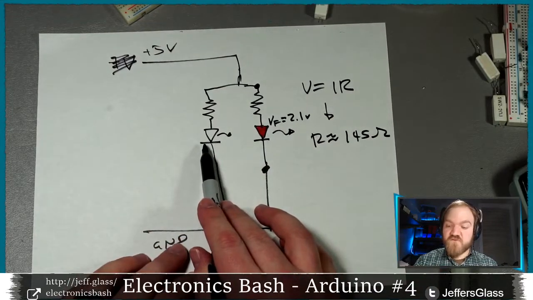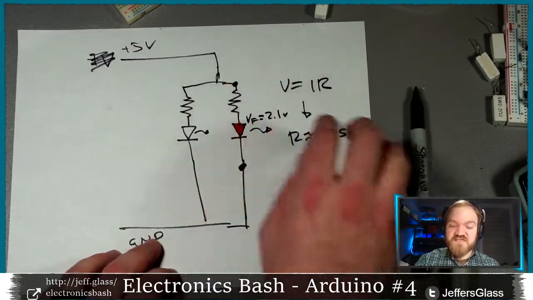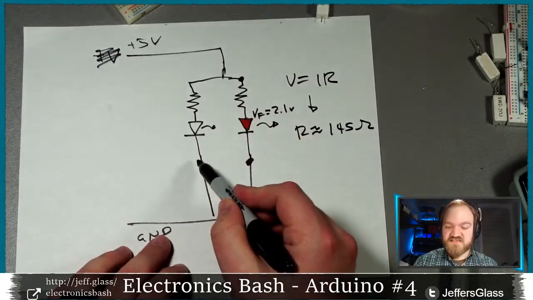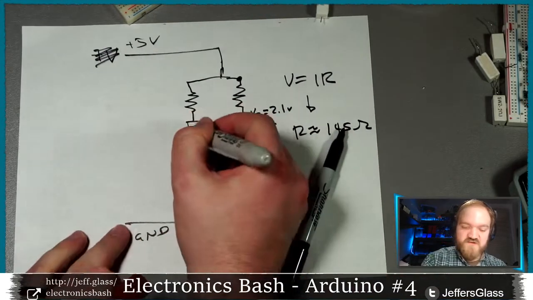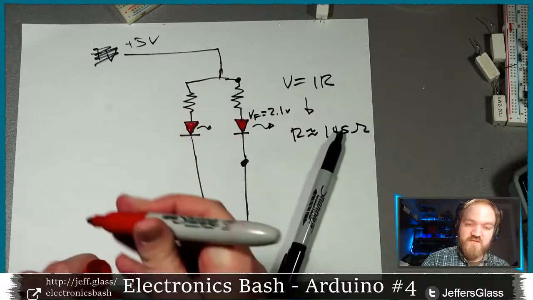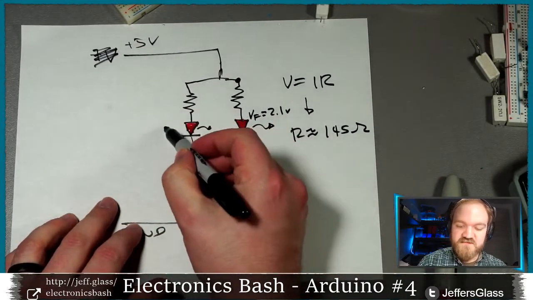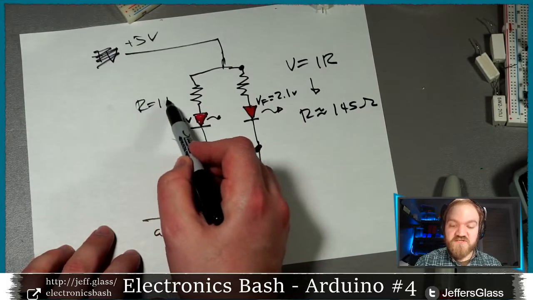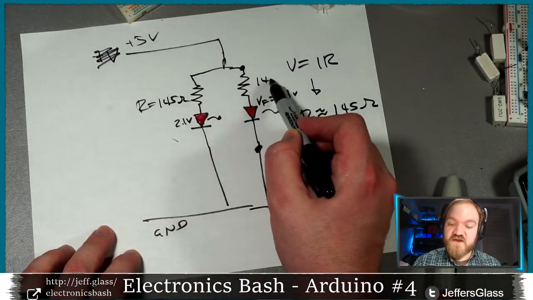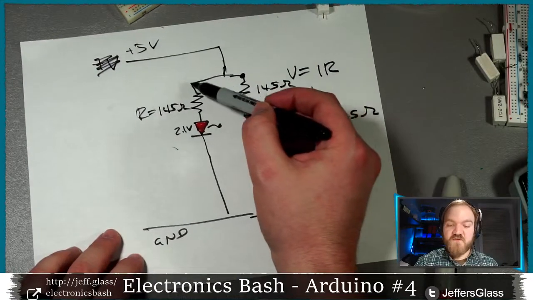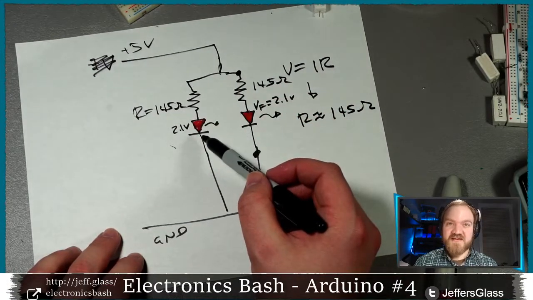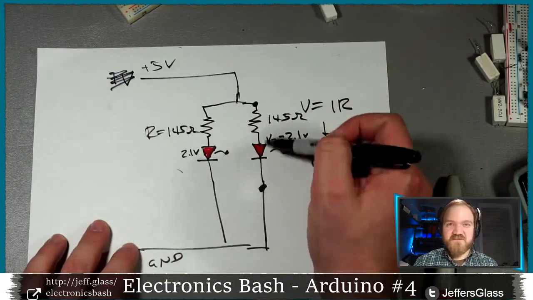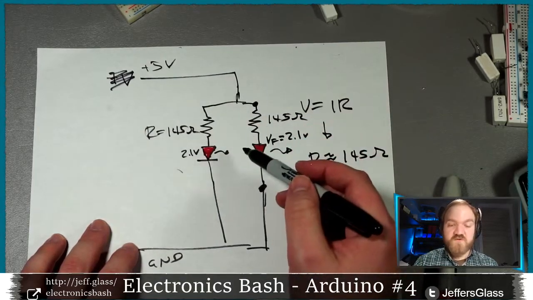If these are both red LEDs, when I do this math over here, I still have 5 volts across this whole contraption. If this is a red LED, I still have a forward voltage of 2.1 volts. So if I do my same math, this resistor should also be 145 ohms. If I put a 145 ohm resistor here, I know that the current through here is going to be the 20 milliamps that I want. I know that my current through here is going to be the 20 milliamps that I want. And so this circuit will work just fine.